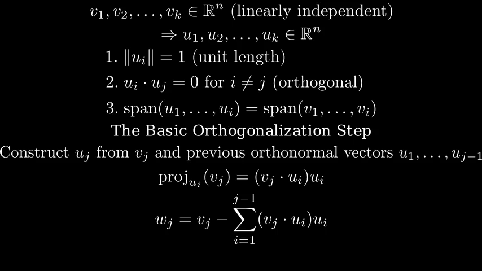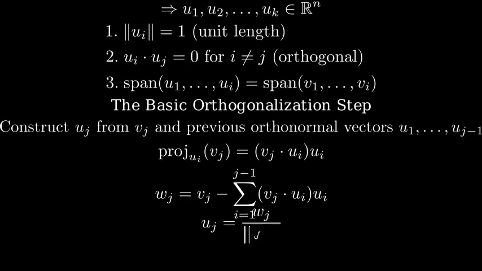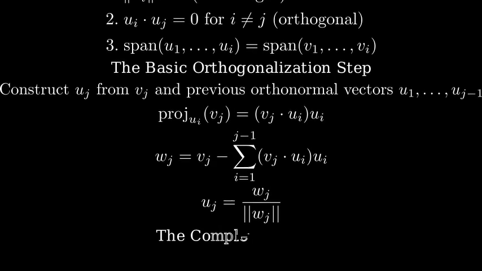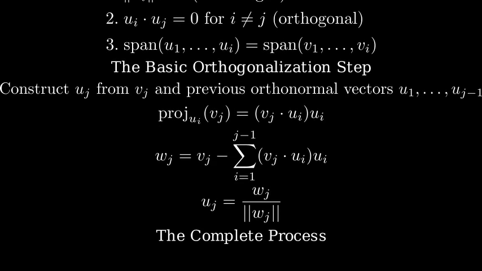w_j equals v_j minus the sum from i equals 1 to j minus 1 of (v_j dot u_i) times u_i. Finally, we normalize w_j to get our unit vector u_j by dividing w_j by its length. Let's put all the steps together into the complete Schmidt process.